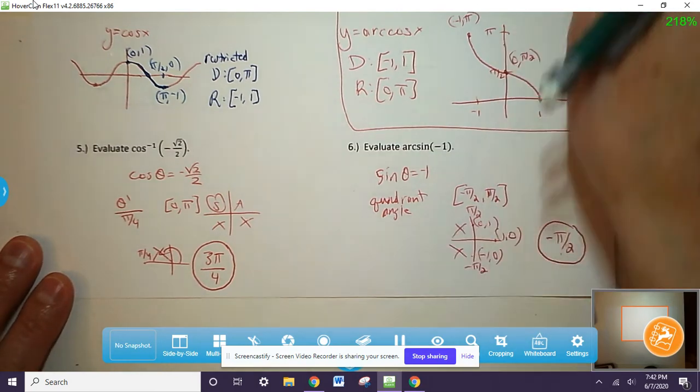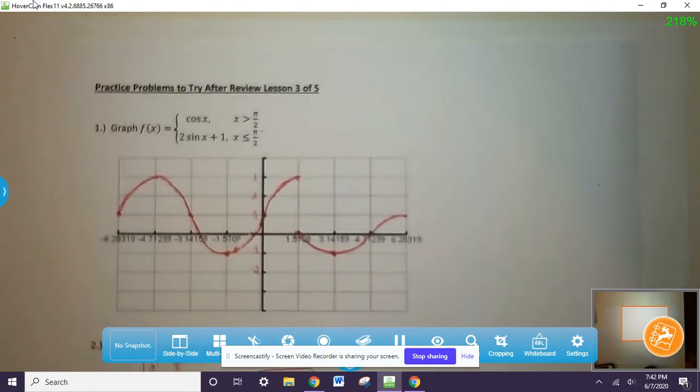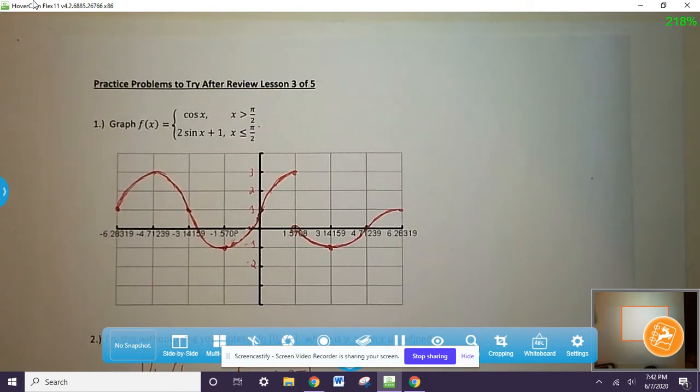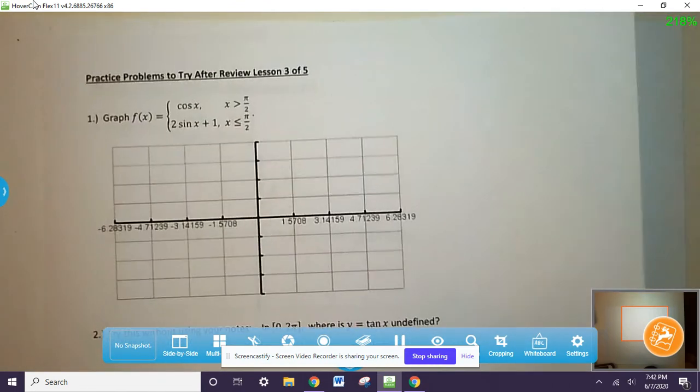All right, now let's go through the answer key. So for the first one, number 1, I would like to actually do that problem. Sometimes I can just point out the different things about the question and you can follow along. But I think for this one, you have to see it in action.